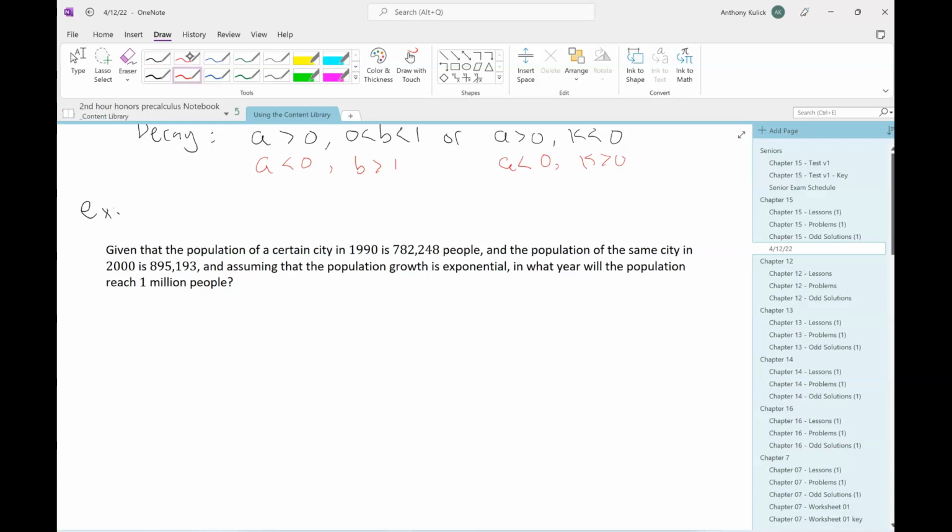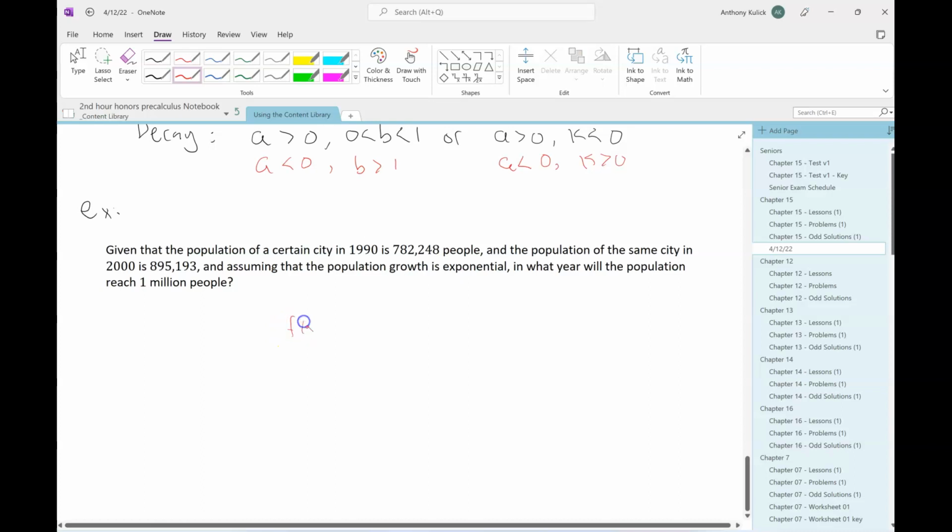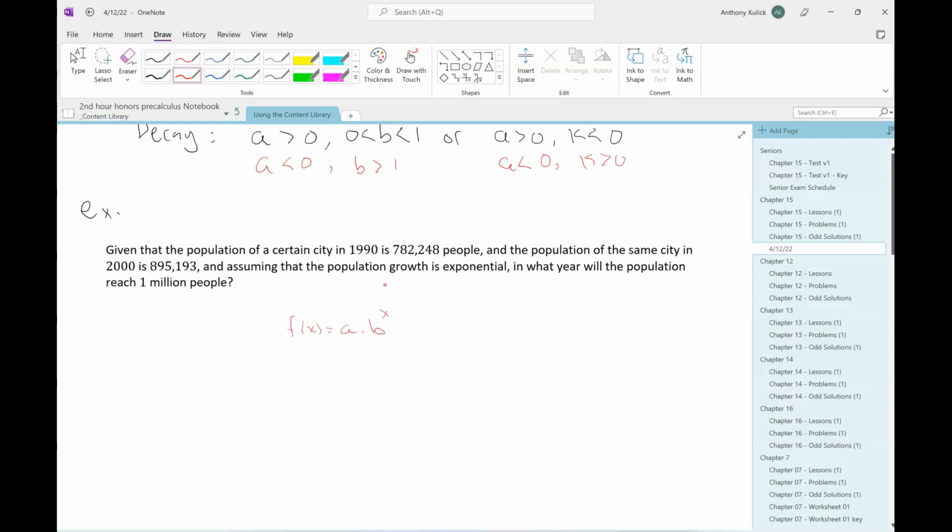So my first order of business here is going to be to write an exponential function to describe the situation. And really probably in this case, I'm going to call this t because the independent variable is going to be time. Should be pretty clear that the population of a city is going to depend on the time, since it takes people time to move in and have babies and die and all that kind of stuff, right? All right.